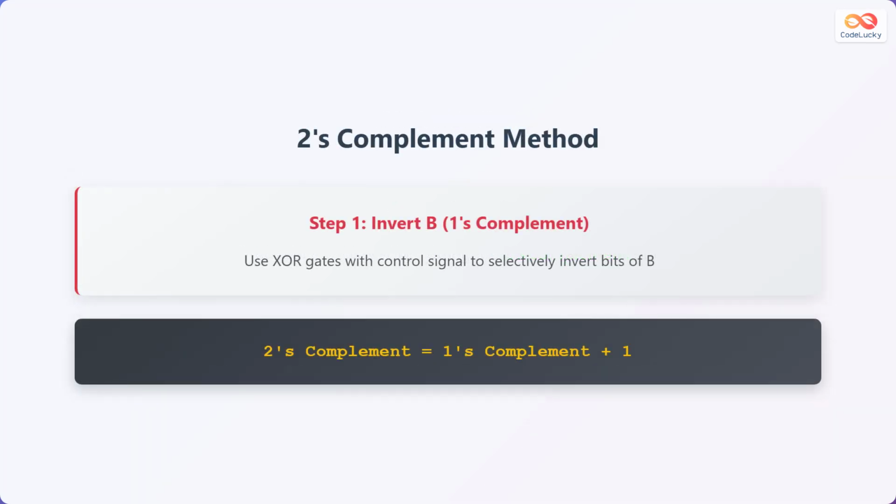The 2's complement method is used to perform subtraction using addition. The first step is to invert b, which gives us the 1's complement. We can achieve this by using XOR gates with the control signal to selectively invert the bits of b. The 2's complement is then calculated by adding 1 to the 1's complement.